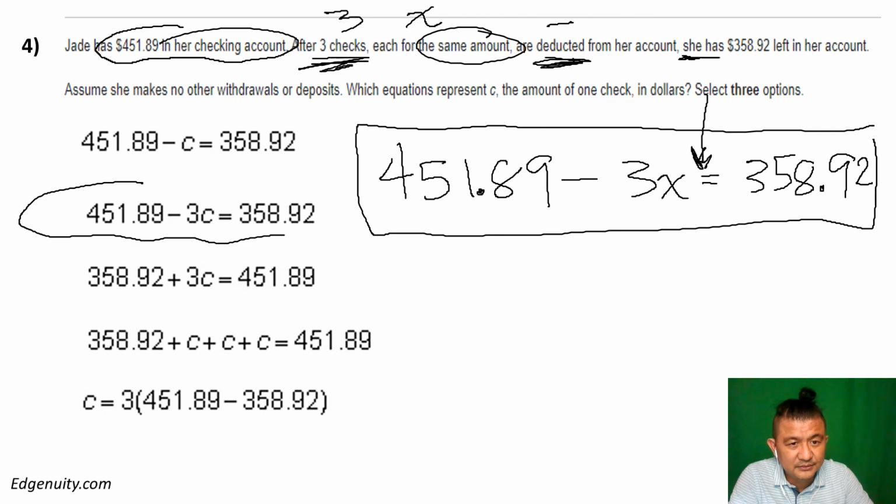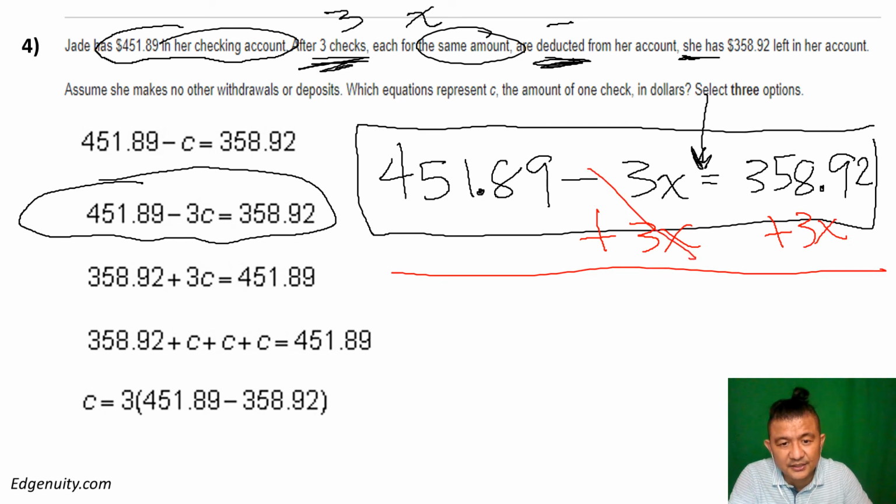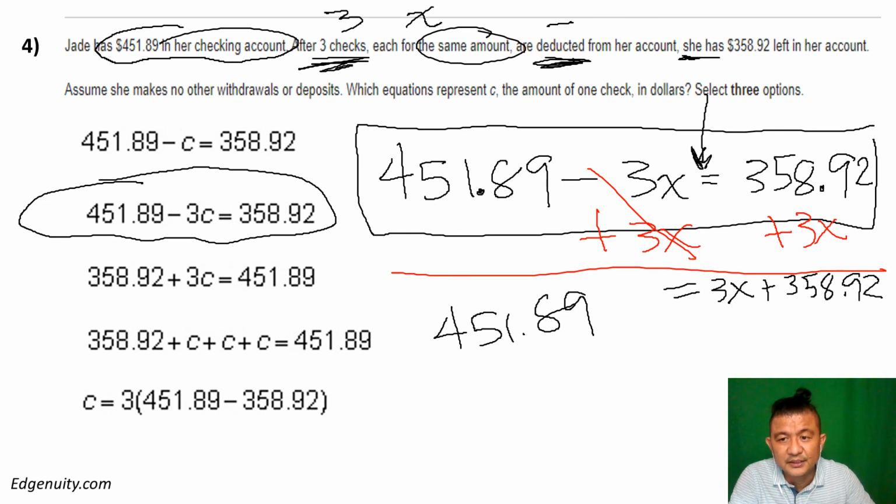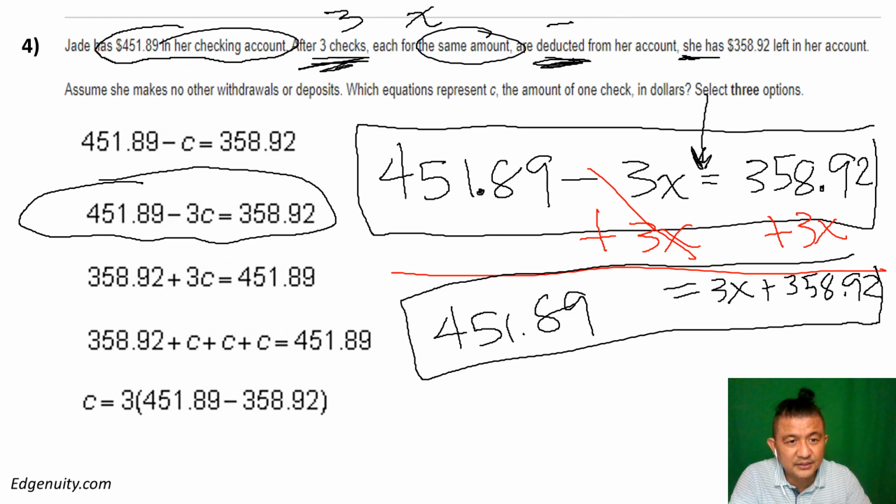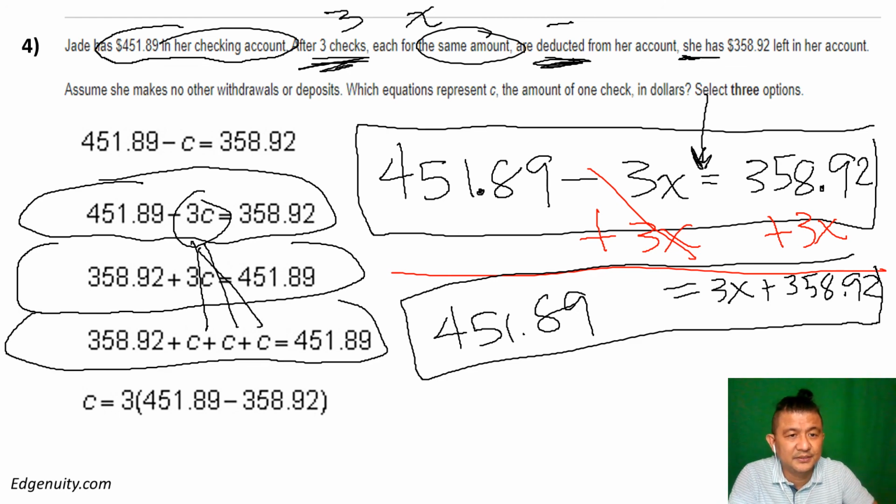Obviously, the second one. All right. Is it possible to add that? Yes, because if we add 3x here, we will add 3x on the other side. That cancels out. This will be 451.89 is now equal to 3x plus 358.92. Okay, it is also equal to this. So this one, the second one. How about the third one? Instead of writing 3c, they wrote c plus c plus c. That also makes sense. Okay, how about the first one?